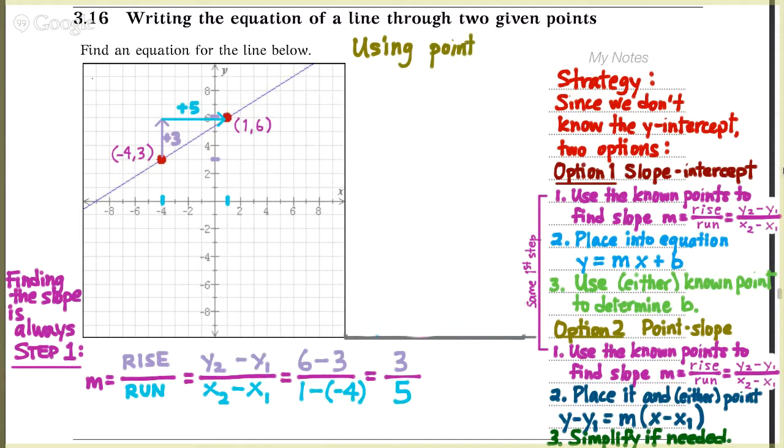Option 2, again, begins with the same first step. The first step is always find the slope, and so if we did the same steps all over again, we'll still find that the slope of this line is 3/5. So picking the story up again, now it's step 2.